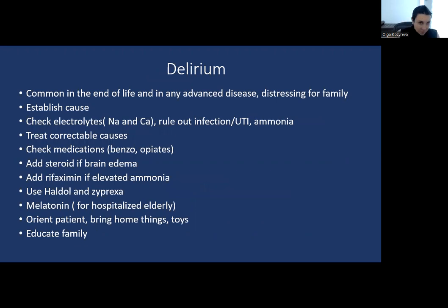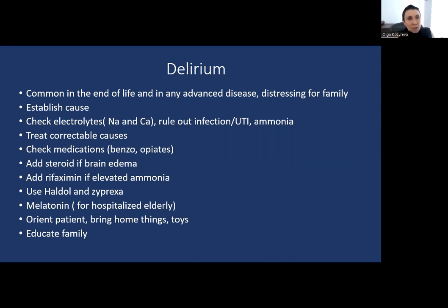So delirium. Common at any end of life and with any advanced disease, extremely distressing to the family, right? Change of cognition, mental status change, and can be kind of subacute, can be quiet, or can be with a degree of agitation. So we need to establish the cause, right? Plus we have to think about life expectancy. Someone who is actively dying, right? We don't necessarily need to establish the cause. We just may need to focus on how to make this better.